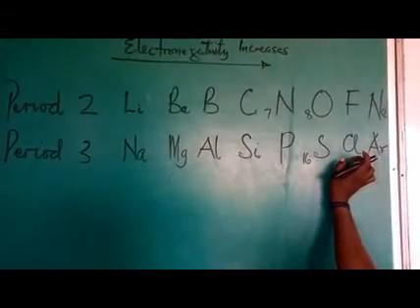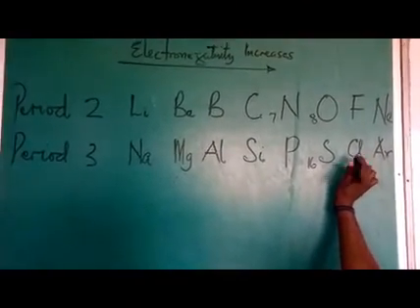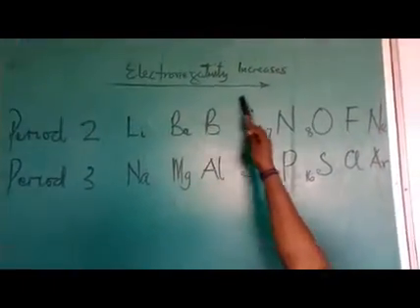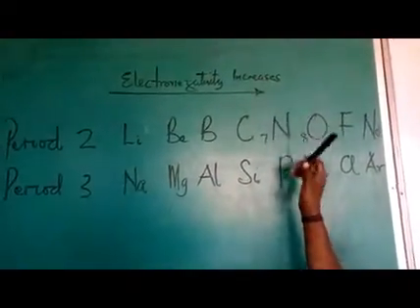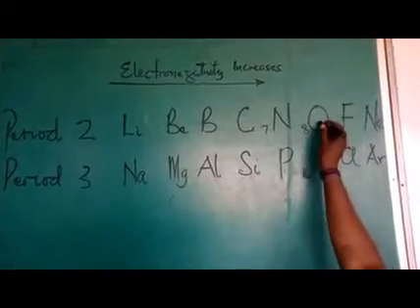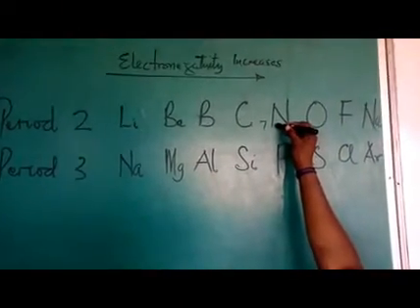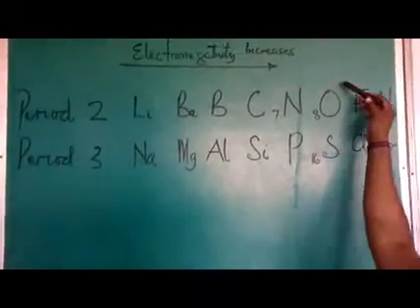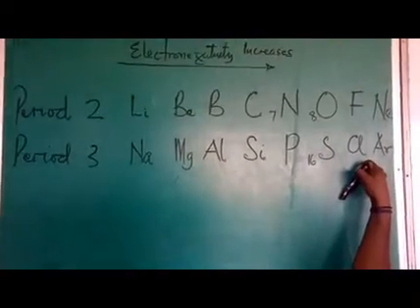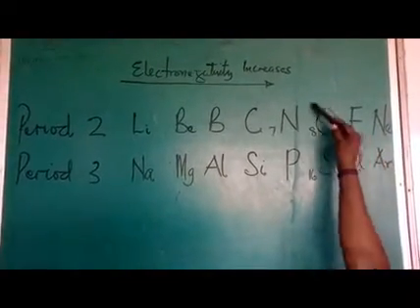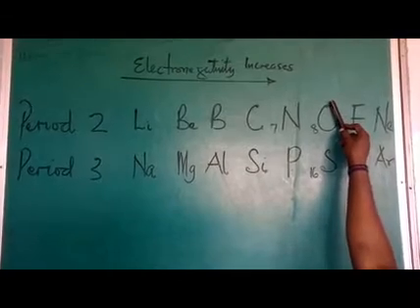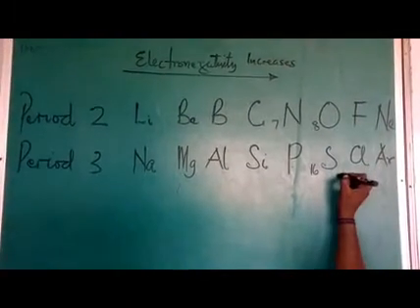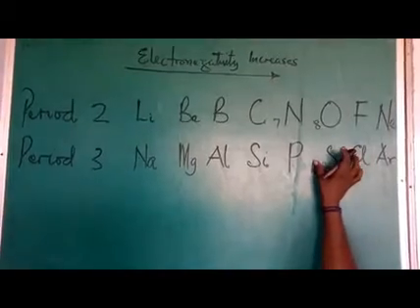Now, these elements are arranged according to periodic properties. The periodic property of interest here is electronegativity. You can see that electronegativity increases across the period. This means that oxygen is more electronegative than nitrogen. Take note of this. And also electronegativity decreases down the group. That means that oxygen is more electronegative than sulfur because electronegativity decreases down the group. So sulfur is the least electronegative.